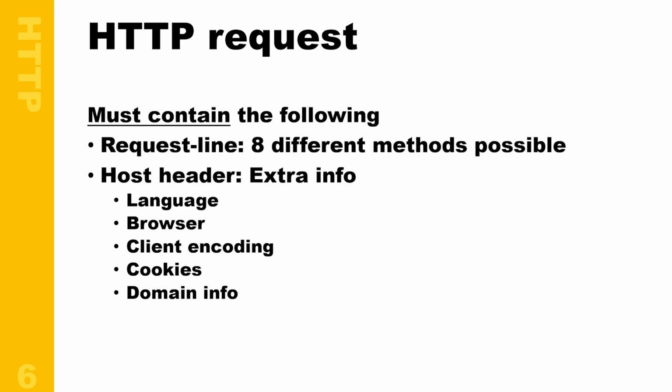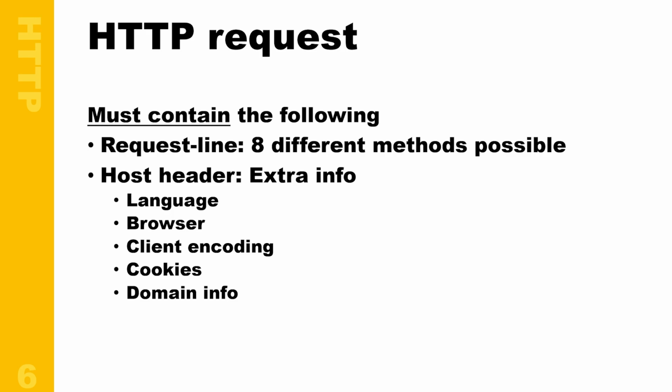So a request itself needs to contain at least two things. It needs to contain a request line. We have 8 different methods possible. We will come to that in a second. So the sort of request. Most of you already know the GET and the POST. We'll get to the other ones in a second.